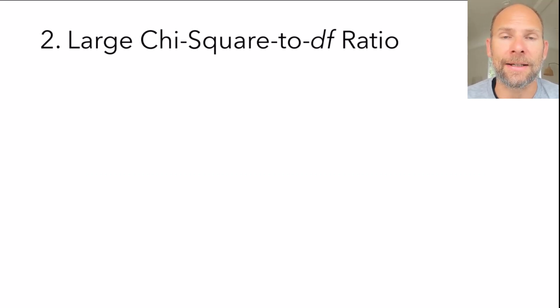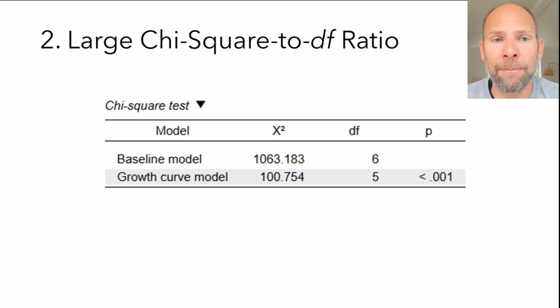What is the second symptom or sign? The second sign is that you have a high chi-square value. Specifically, high is difficult to think of in absolute terms, so it is relative to the degrees of freedom of your model, if your chi-square is very large. Here you can see an example. Here you can see a chi-square test for a baseline model or null model, and that chi-square is very large relative to the degrees of freedom. It is over 1,000 relative to 6 degrees of freedom. So that is a very, very large chi-square to degrees of freedom ratio.